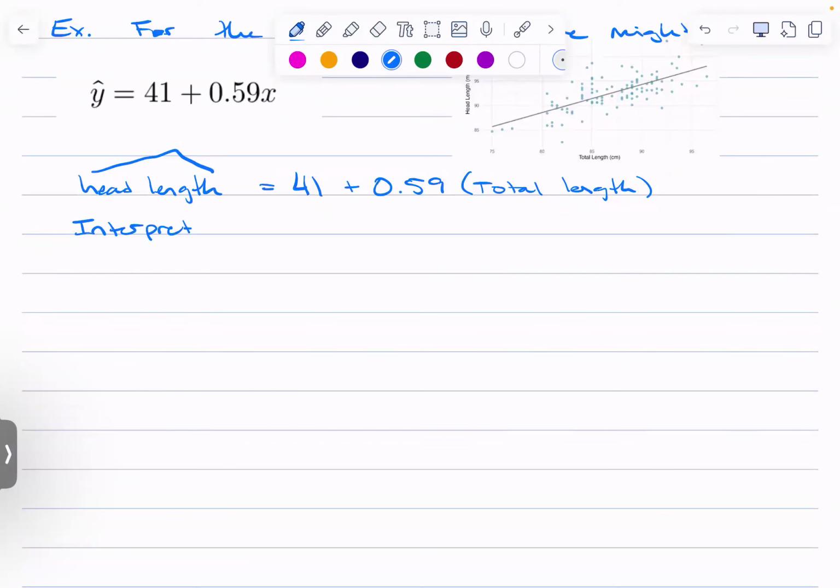Interpret the line. Usually I break it up and say interpret the slope and then interpret the intercept. Right? And so, fine, I'll do that. Fine. Interpret the slope.